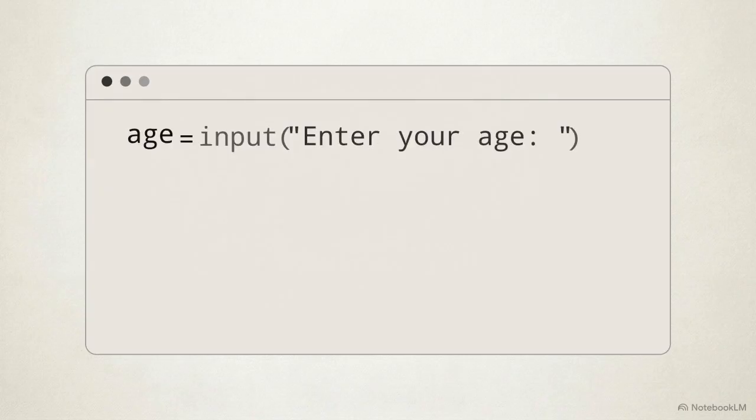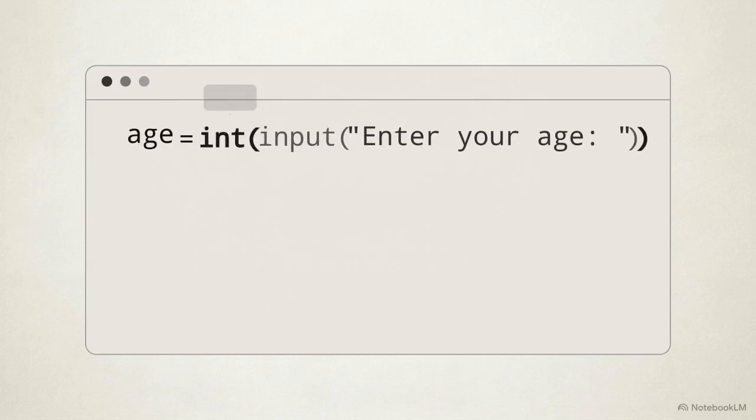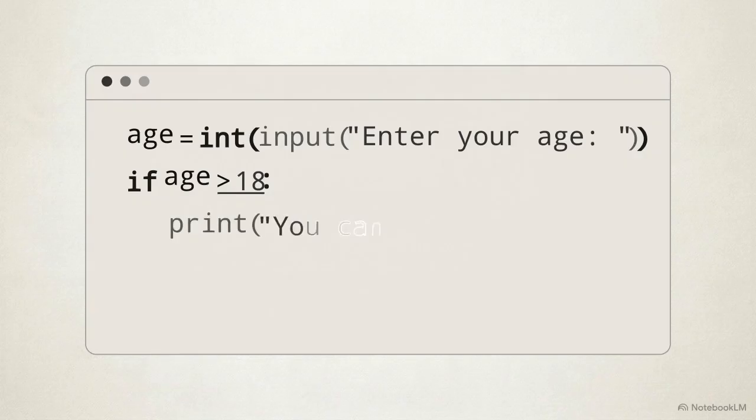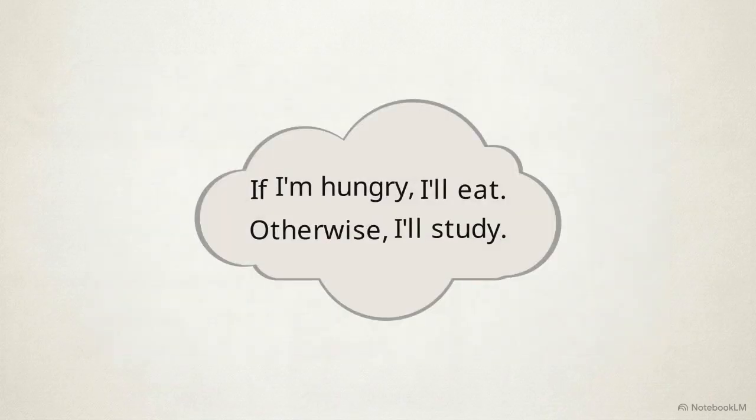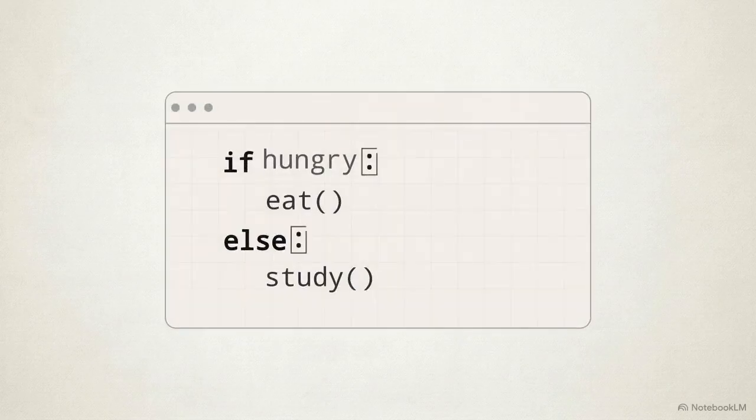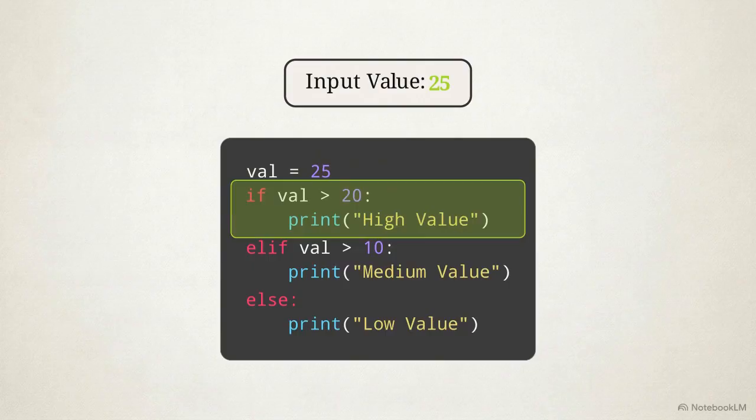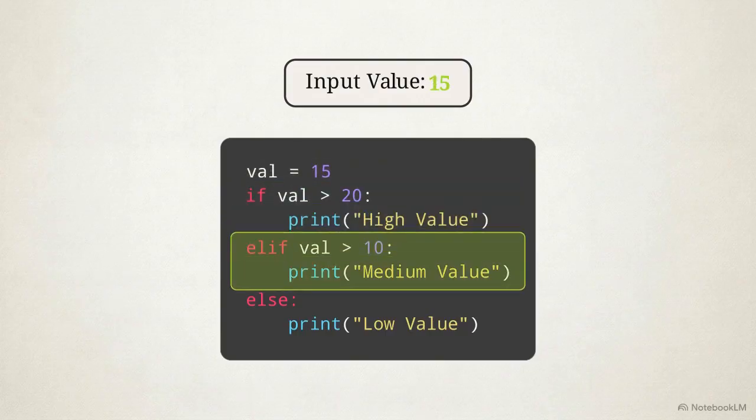This code asks the user for their age. By wrapping the input in this int function, we convert the text they type into an integer number. Then we set up our condition. If the age is greater than 18, the program prints, "You can drive." This process formalizes the mental shortcuts you use every day into a structured set of instructions. Instead of a linear script, your code gains the ability to react to changing information.